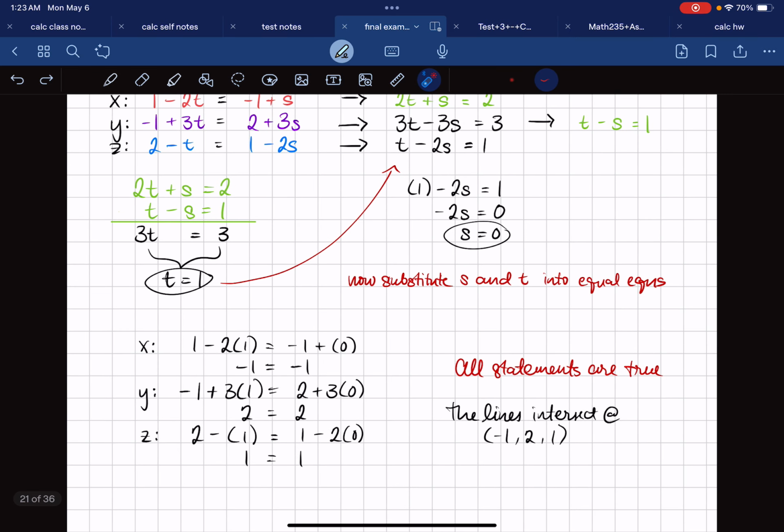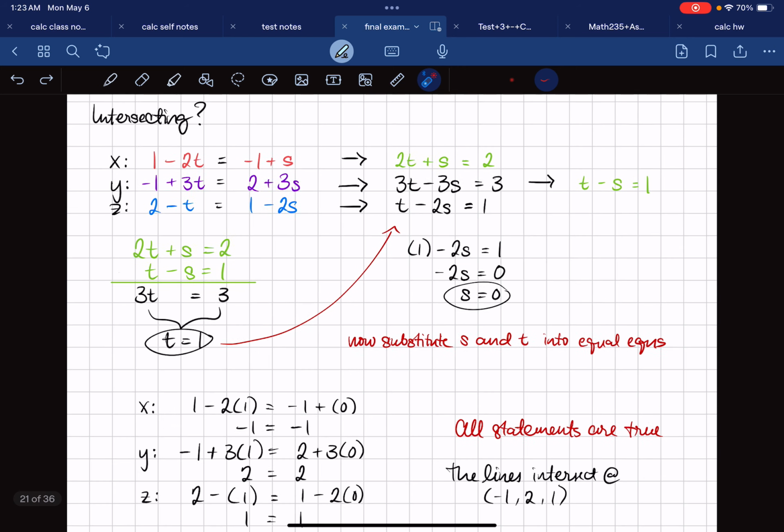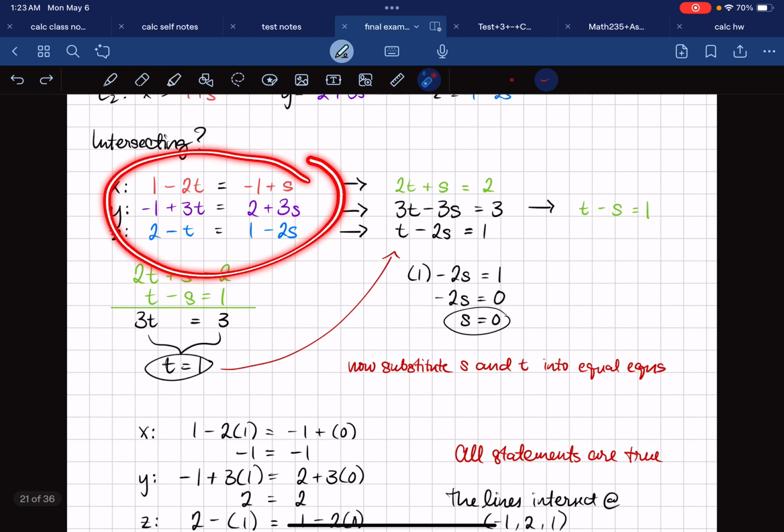All right, so now that we have t and s, we substitute t and s back into the original equations that we made.